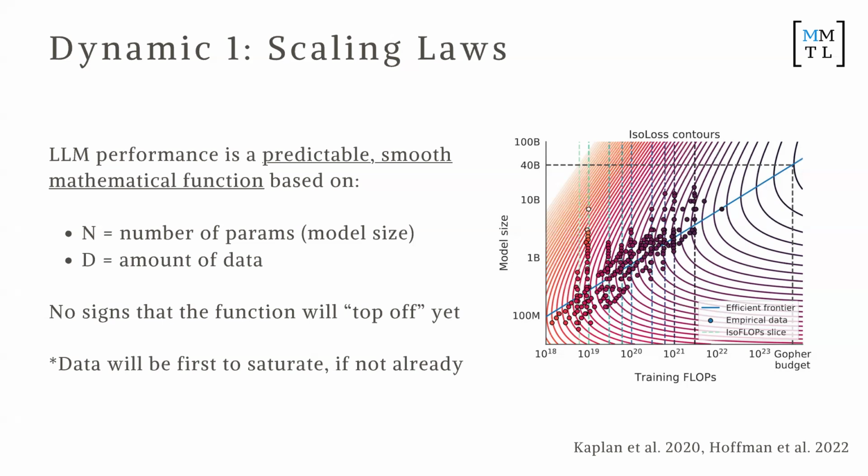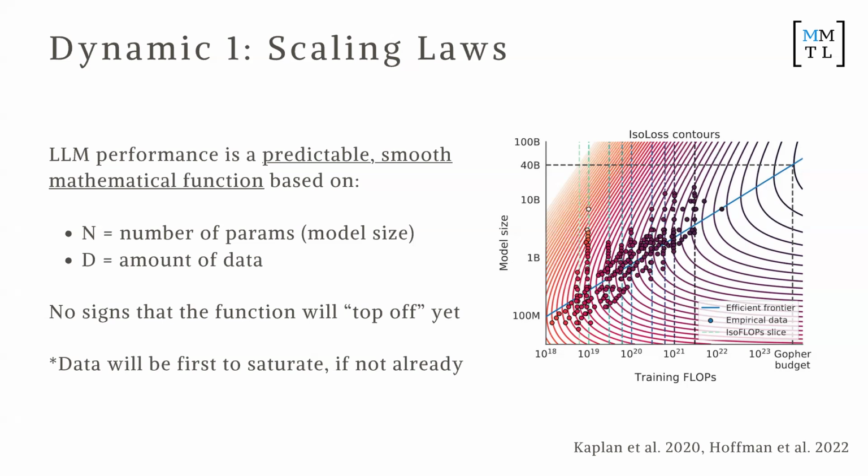And there is nothing else that seems to matter in this equation. There is no third variable. Okay, and there are no signs right now that the function is going to top off, or saturate, or anything. So that's why people keep on piling in billions of dollars, because they think that if they increase the architecture size, and keep on giving it more data, AI is just going to keep on getting better.